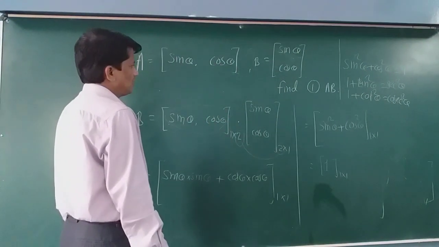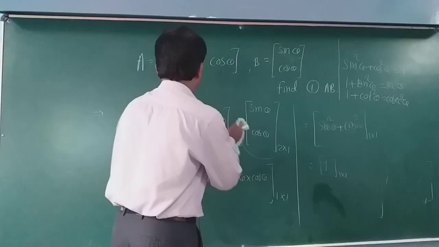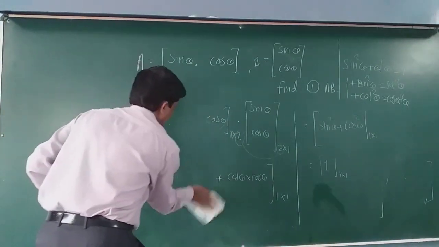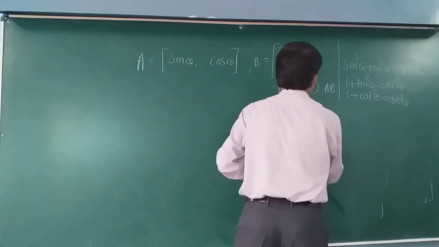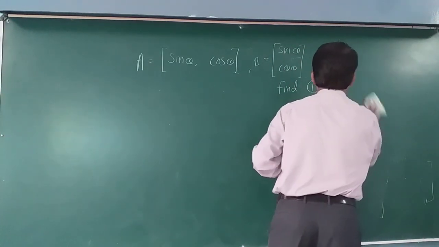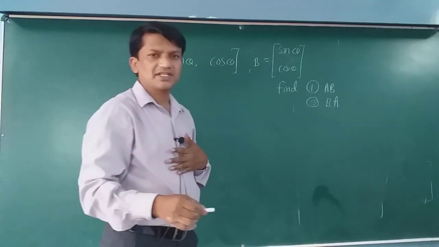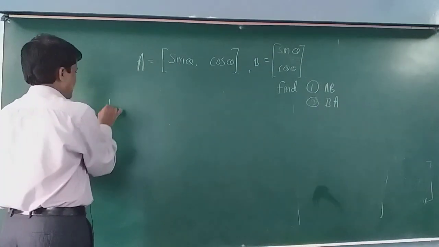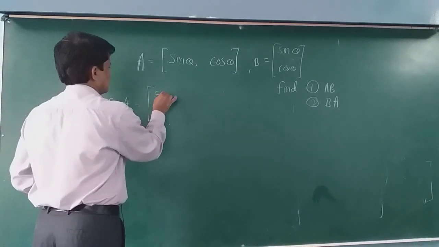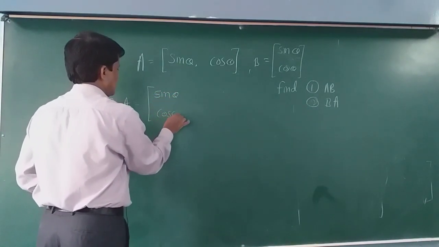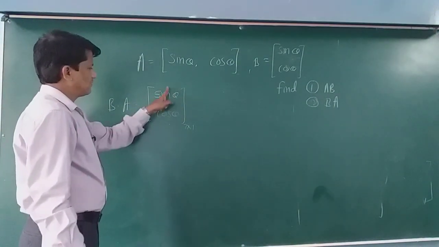Okay. So let us find the same matrices with BA. What is the answer of BA? Find AB and the second one, let us find BA. What is meant by BA? So see here, our B here, A here. What is B here? B is the first matrix. Sin theta and here cos theta. Order 2 by 1. Look here, 2 rows and column 1.